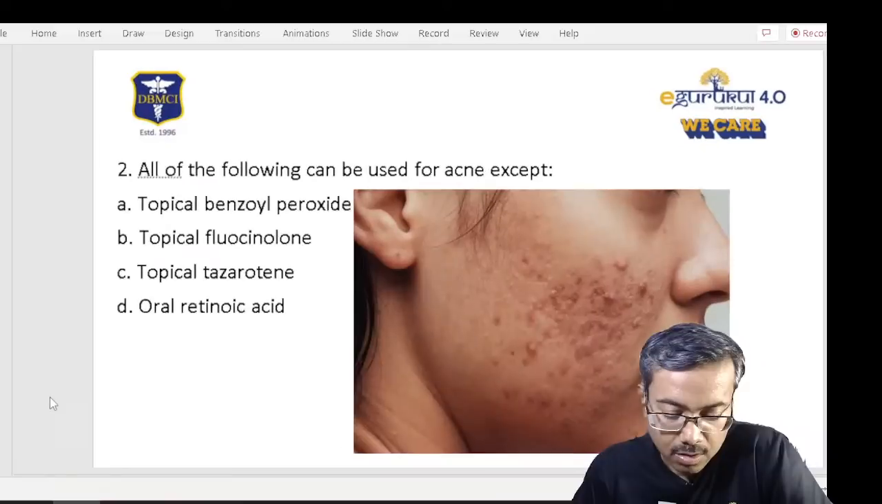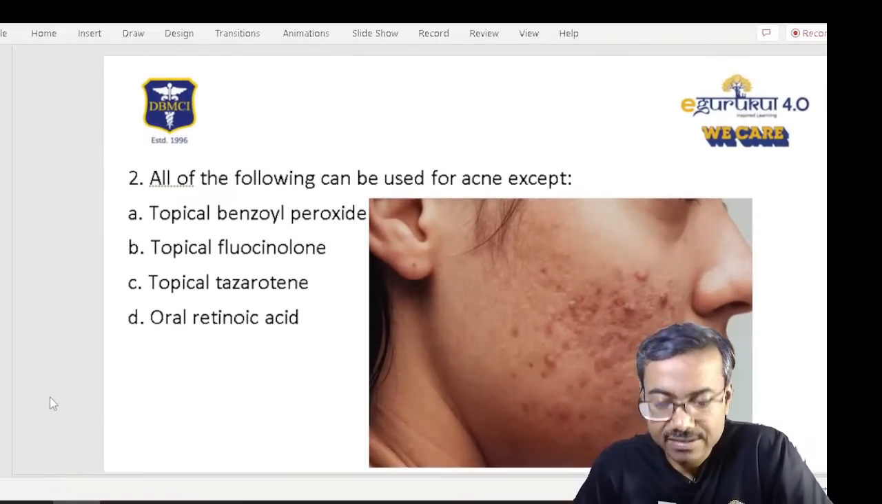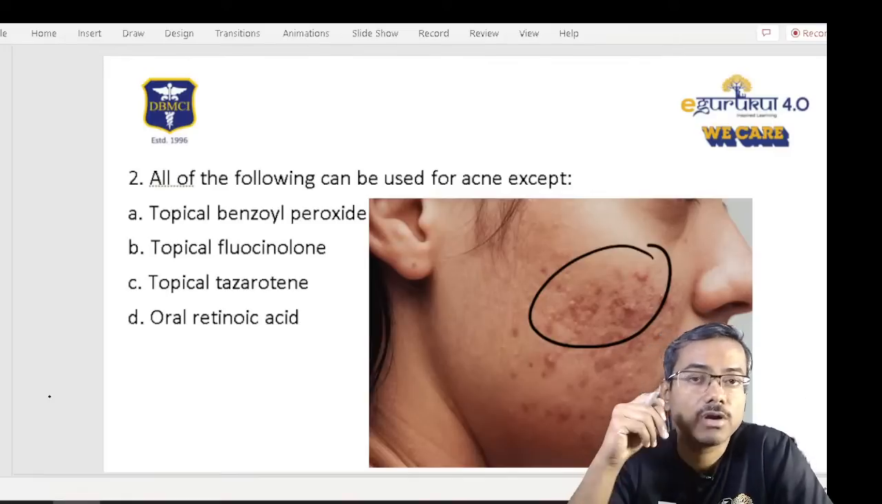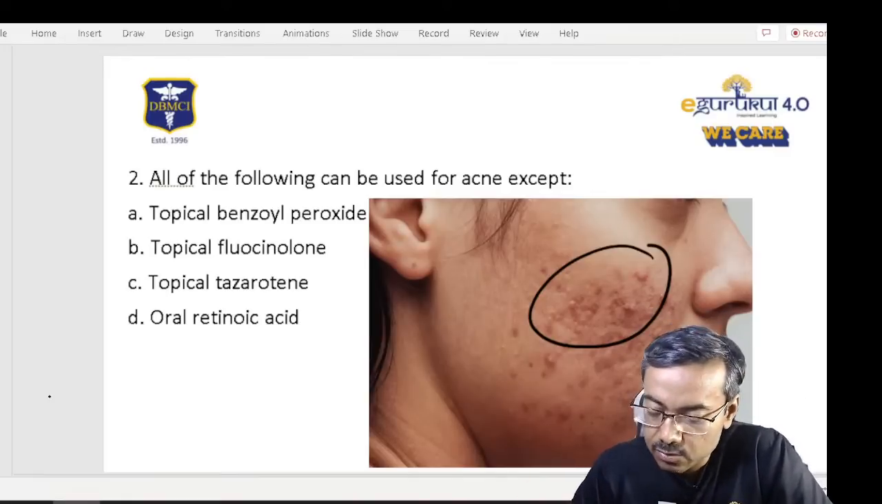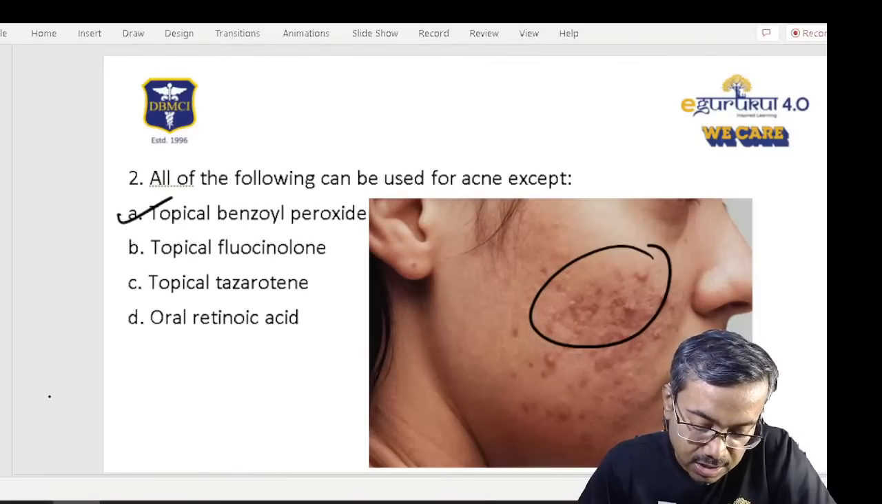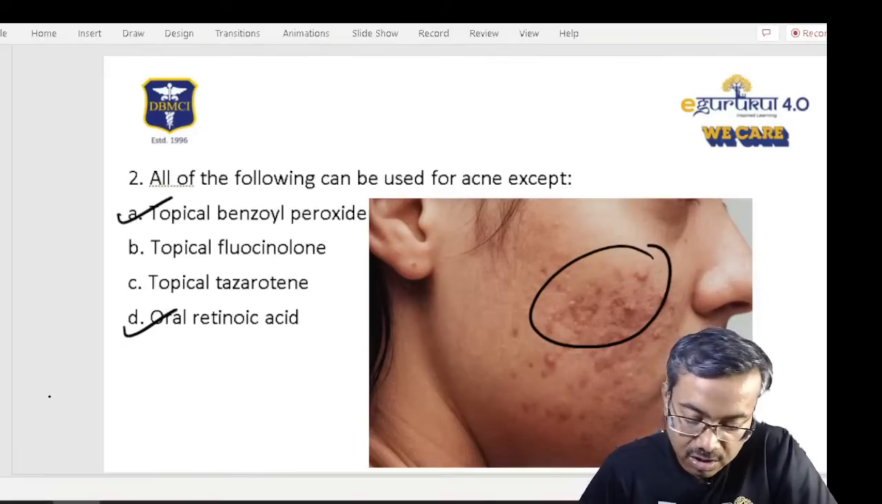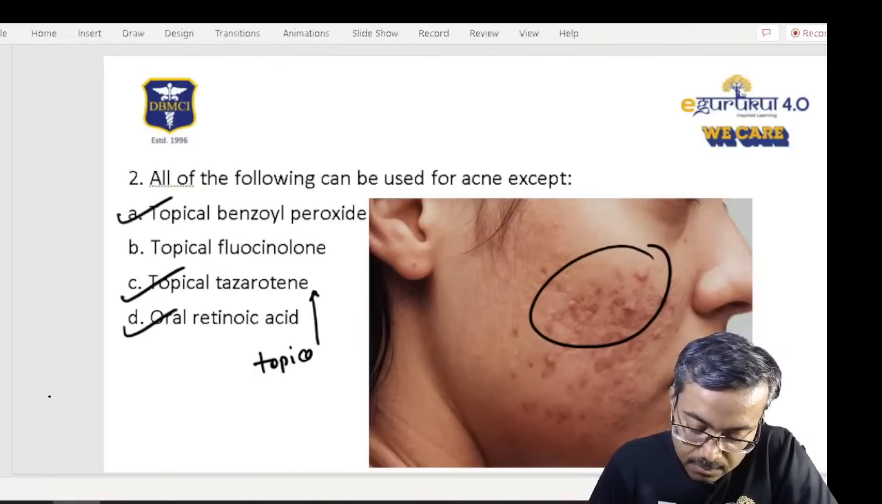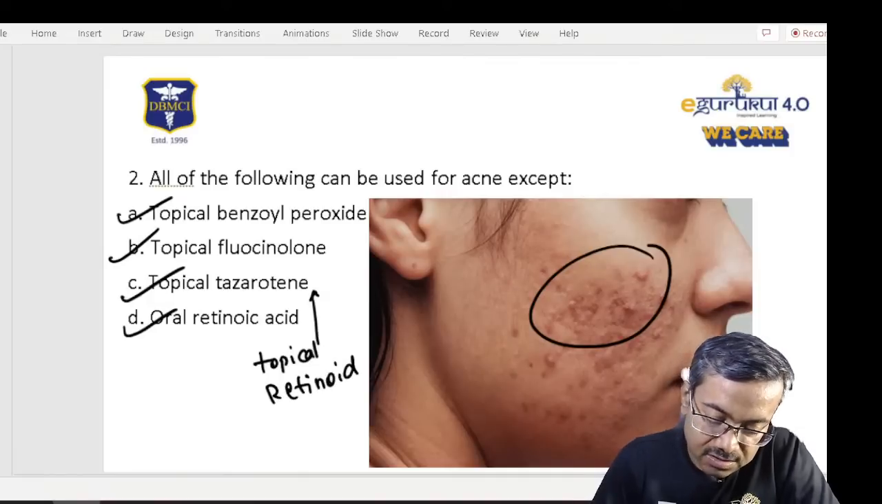Okay, now all the following can be used for acne except. Now, this was acne. Question number 2, I'm talking about November 21, okay? This was acne, obviously. Now, benzoyl peroxide is a drug for sure. Now, oral isotretinoin is also a drug for sure. Tazarotene is a topical retinoid. So, retinoids are obviously given. Now, what we don't give is the second option.